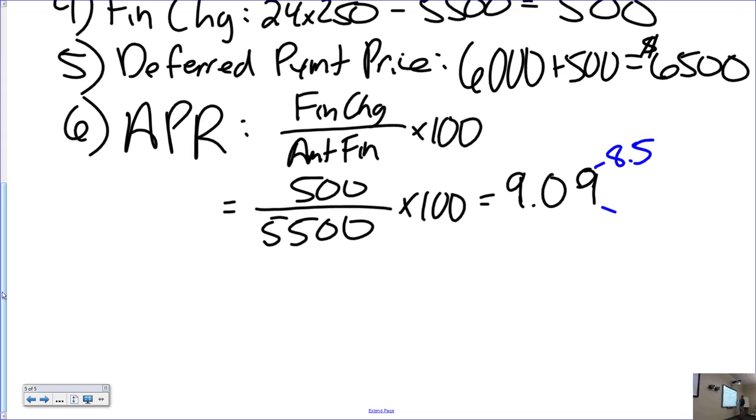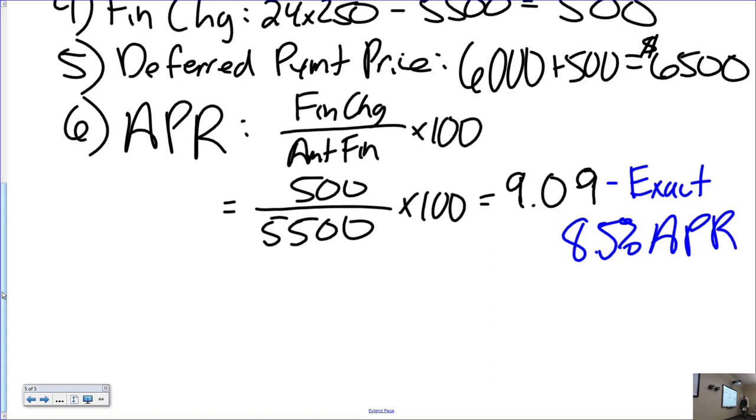And what's the one above it? In row 24, there's exactly 9.09. It's nice when it works exactly. There are times when it will work exactly, so be happy. Go up from 9.09 to the top of that column: that's 8.5%. So we're going to be paying 8.5% APR on this couch loan. It doesn't always work like that, folks, but it's nice when it does, because then you don't have to do any guessing. You just read it off. Not bad?